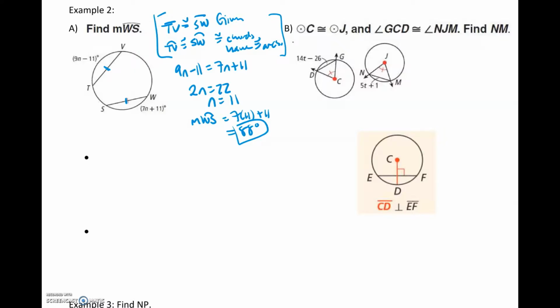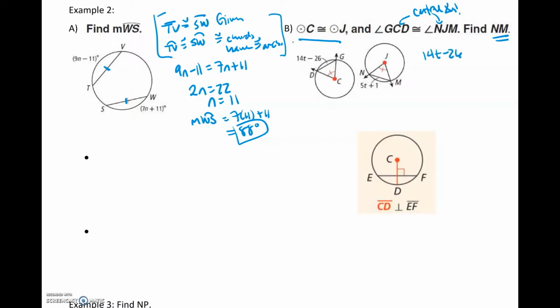Okay, remember those theorems we talked about earlier work with congruent circles. It doesn't have to just be one circle. So in these two circles, C and J, angle GCD is congruent to angle NJM. And what are these? These are central angles, because you can see the vertex is at the center C, the vertex is at the center J. We're looking for the measure of a chord. So if we have congruent central angles, we know we have congruent chords. So we can jump right into that equation.